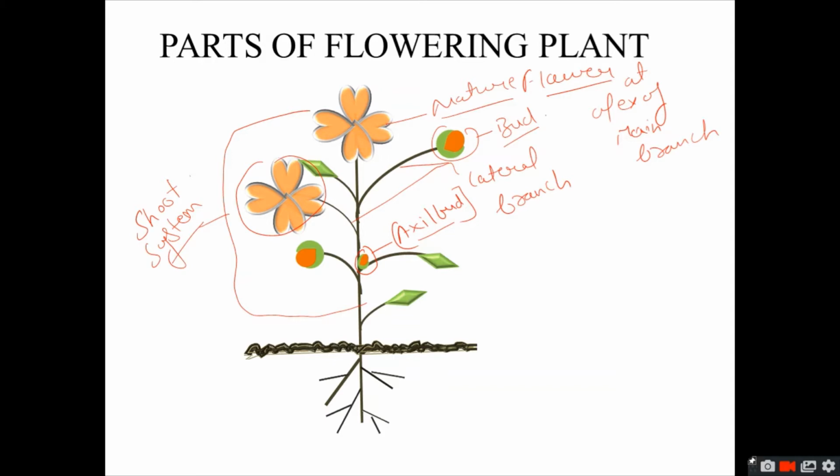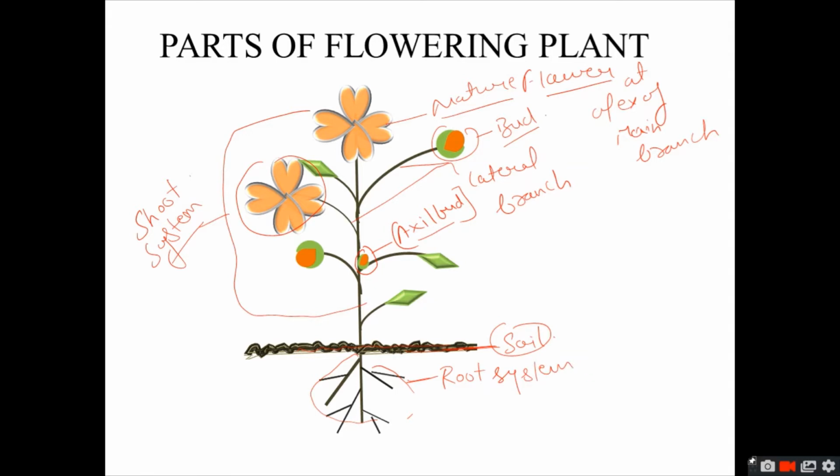So the aerial part of the flowering plant is known as shoot system. So basically shoot system is also recognized with the stem. So this is the structure of the aerial part of the flowering plant. Now what we can see under the soil, so this is basically the ground level, and under the soil we can see roots. So these are basically the structures of root, and this is known as root system.